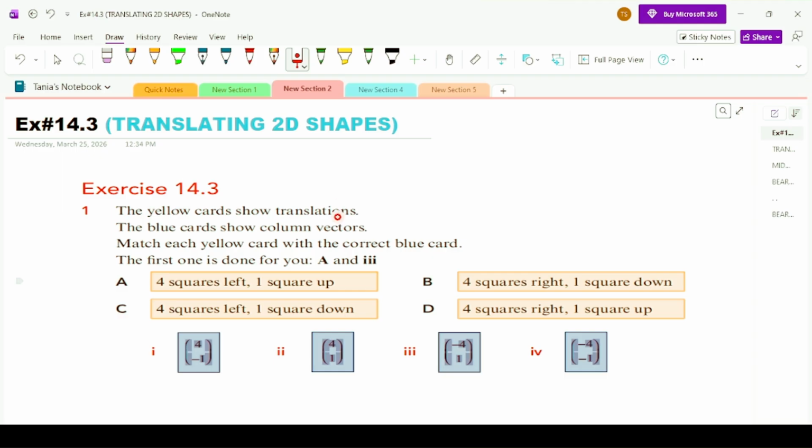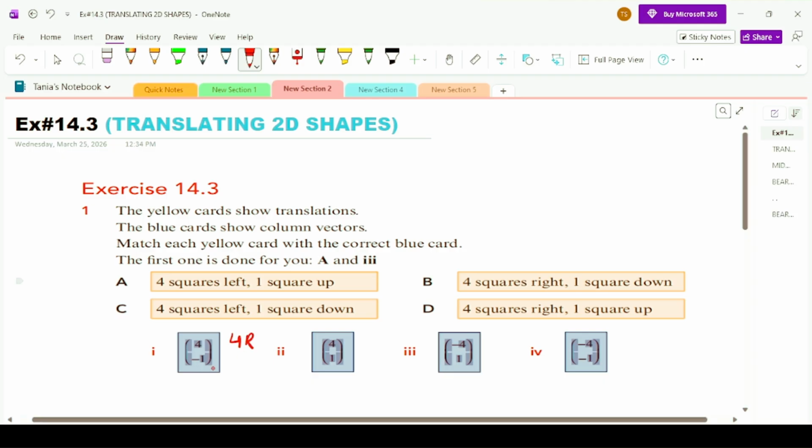The blue card is saying what the column vector is related to A, B and C. For this purpose, we just have to see the column vector 4 and minus 1. 4 is positive, it means 4 boxes on the right side, 4 right. And minus 1, the y is minus 1, it means we are going one time down. So 4 times right and 1 time down.